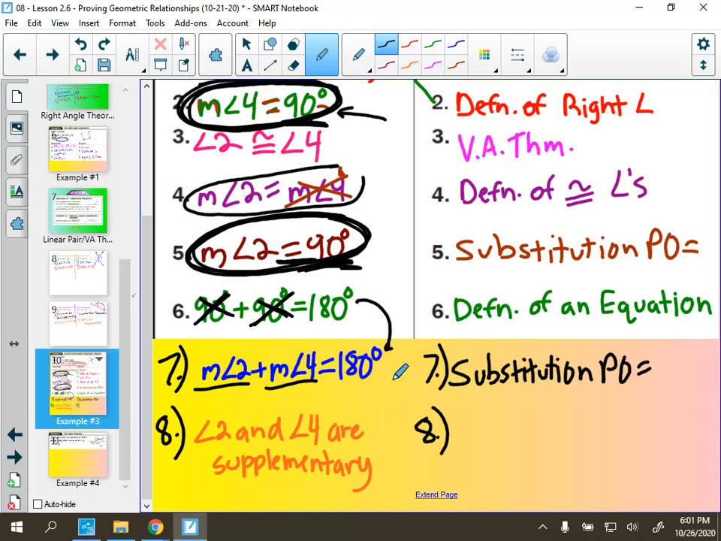So the last thing we've got to do is go back now from this mathematical equation and turn it into words. How do I know that? Why am I allowed to say that 2 and 4 are supplementary? Because that's literally what supplementary means. Supplementary means two angles that add up to 180. I'm directly applying the definition of supplementary. So we're able to use that to convert back from an equation to words.